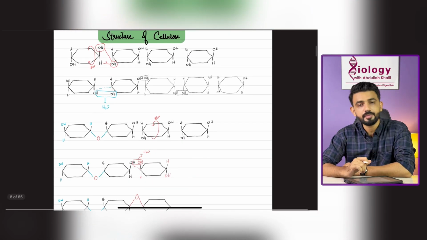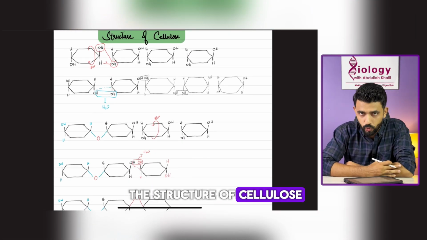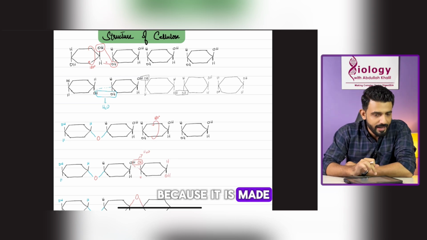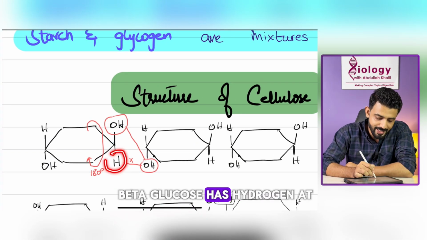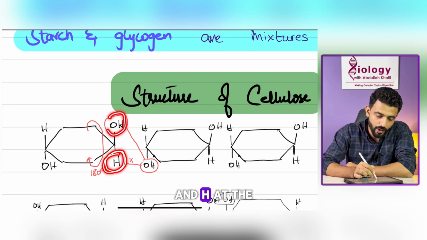Okay, now let's talk about the structure of cellulose. Because it is made up of beta glucose units, and as you remember, beta glucose has hydrogen at the bottom and OH at the top at carbon number 1.